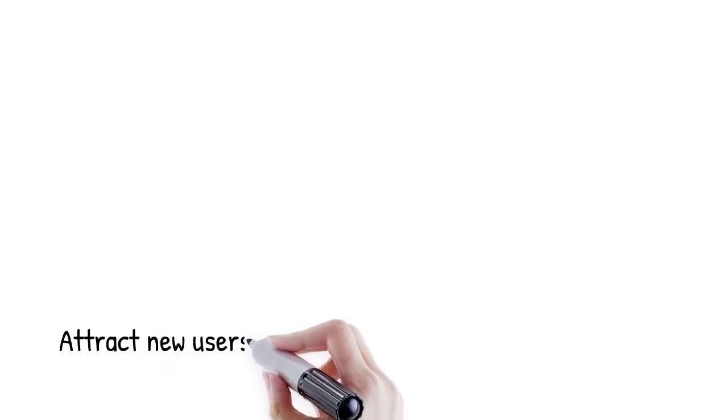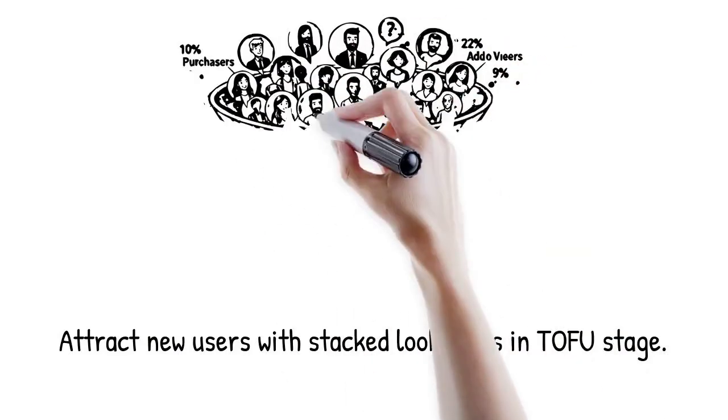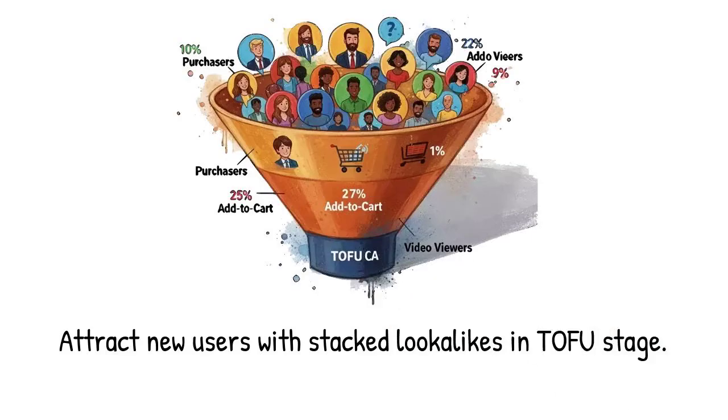In the TOFU, cold stage, use stacked lookalike audiences like 1% purchasers, 1 to 3% add to cart, and 1 to 5% video viewers. The goal here is to use broad scaling to attract high-quality new users to your brand or products.